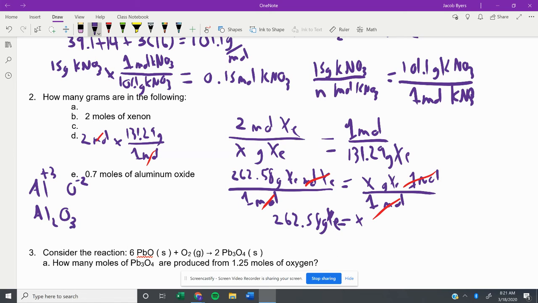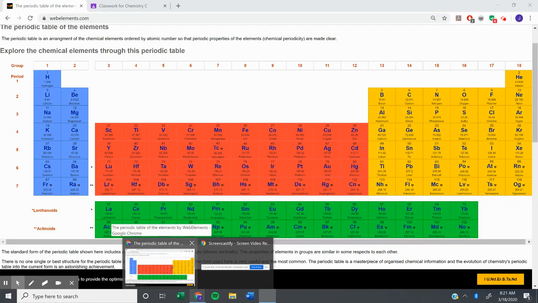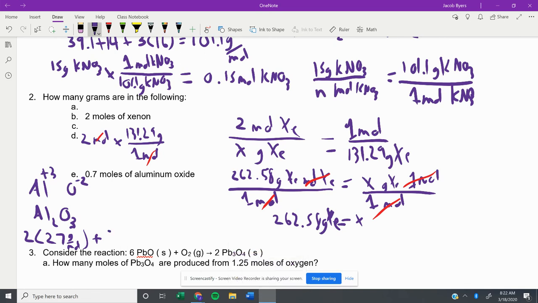So to find the molar mass, you've got to multiply 2 times the molar mass of aluminum, which is 26.98. We're going to call it 27. And because oxygen's got a 3, we're going to do 3 times the molar mass of oxygen, which is 16. So the molar mass of aluminum oxide is 102 grams per mole.